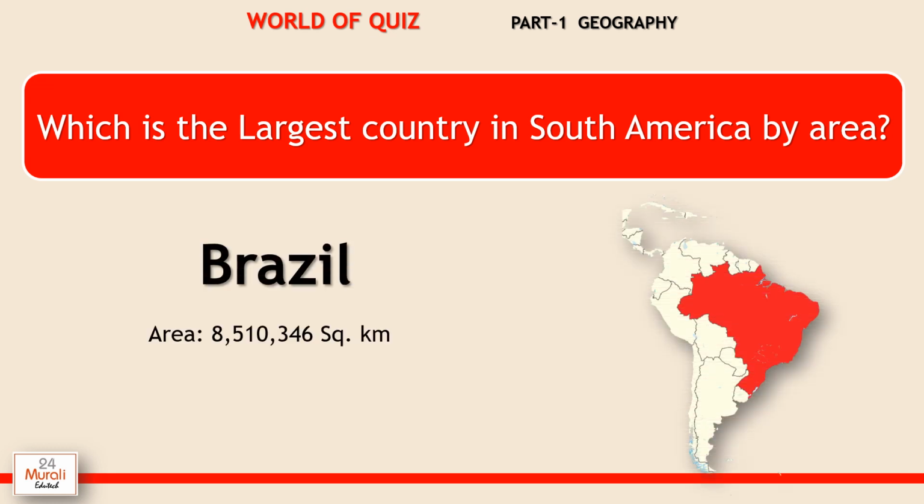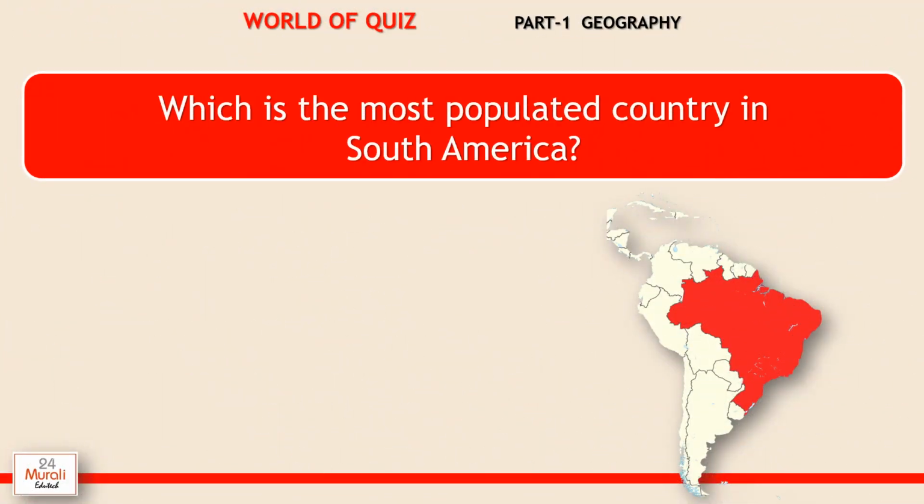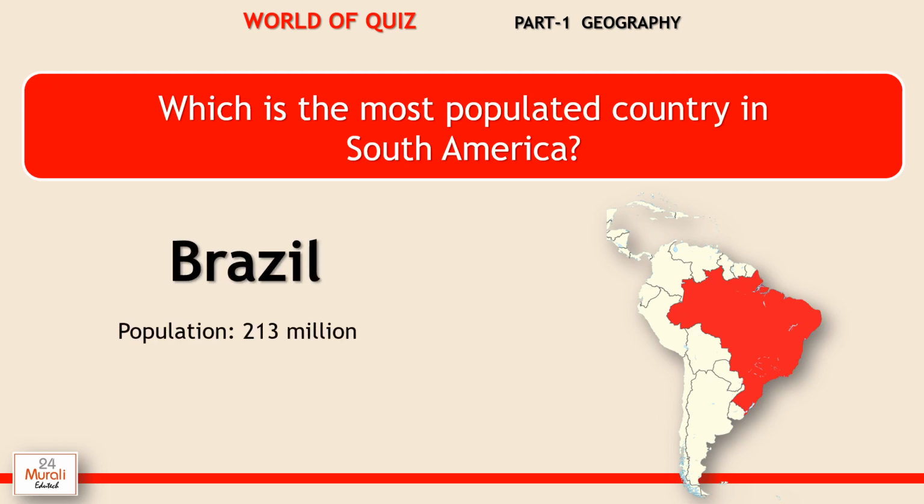Brazil, having an area of 8,510,346 square kilometers. Which is the most populated country in South America? Brazil, with a population of 213 million.